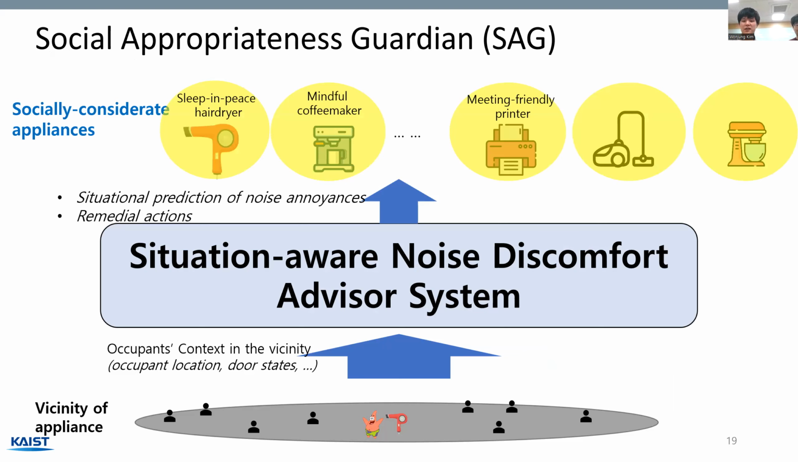At a high level, SAG collects occupant context in the vicinity of the appliance, predicts potential discomfort of neighbors, and suggests resolving actions. And using this information, a noise-making appliance can guide the user to a considerate action.